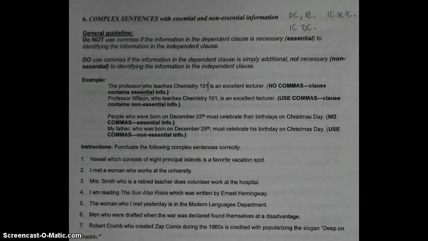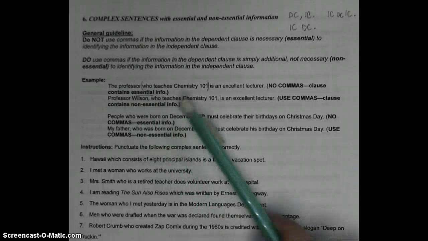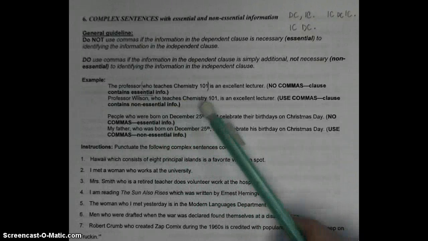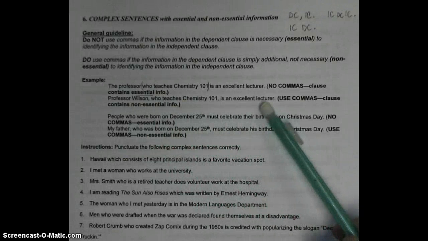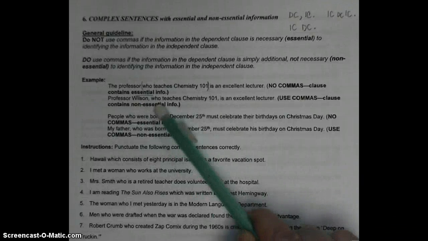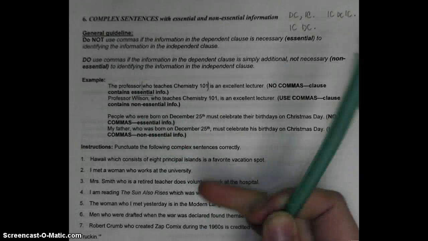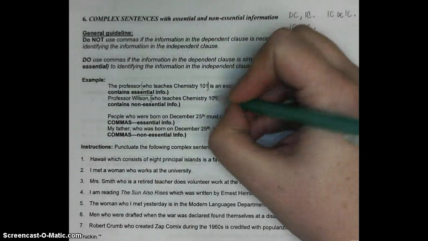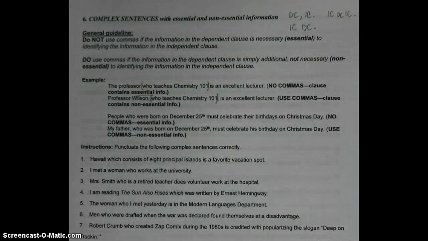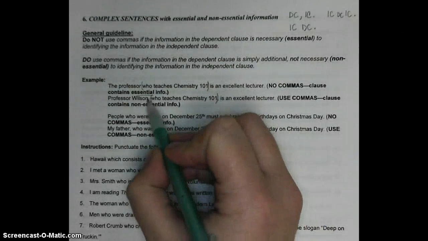If I do it this way, though, Professor Wilson, who teaches Chemistry 101, is an excellent lecturer. This is non-essential information because I've already identified him by his name. So it's just additional information. And we've got the commas.